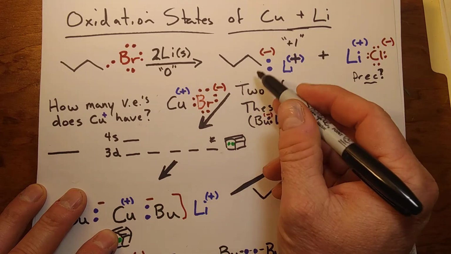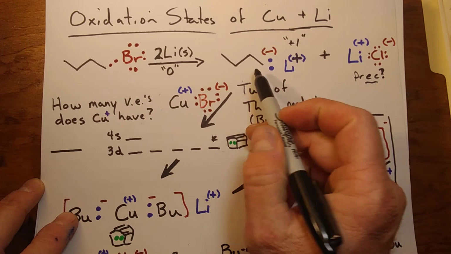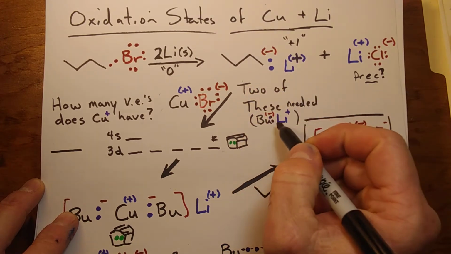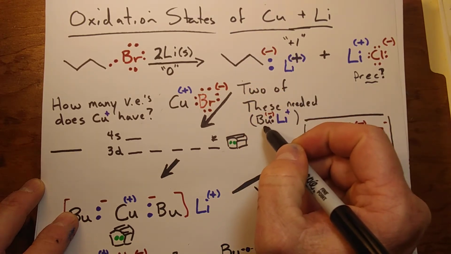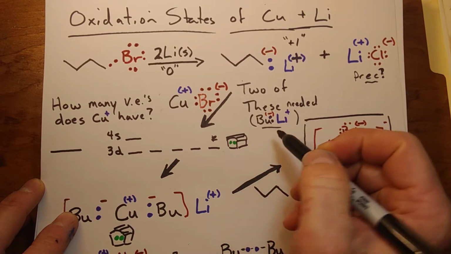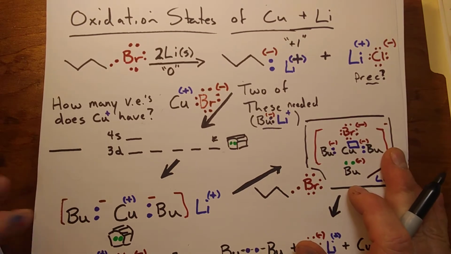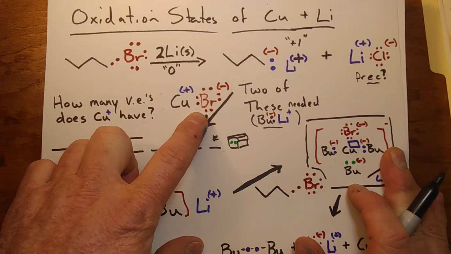Now let's go ahead and move on down to the next reaction. We're going to go all the way down to here. And what we're going to do is take two of these. I've abbreviated them as just Bu as butyl, and Li. So we kind of made it a little simpler to deal with. We're going to take two of those, and we're going to react it with copper bromide.